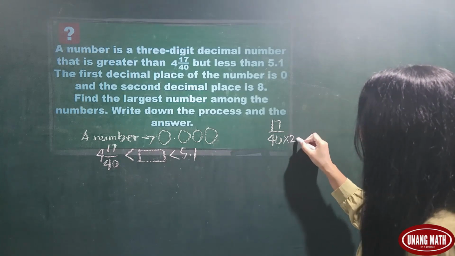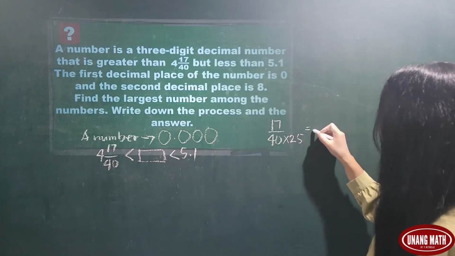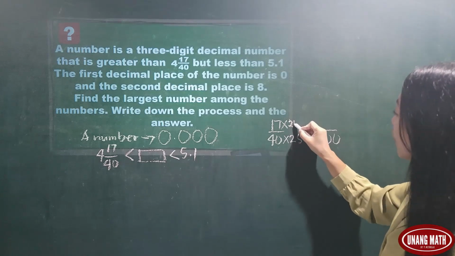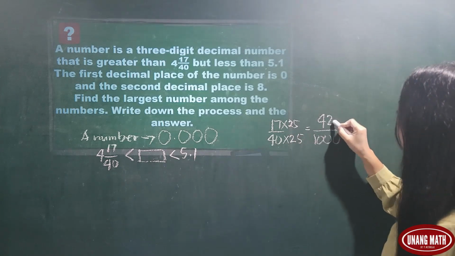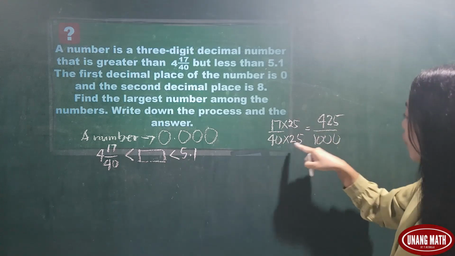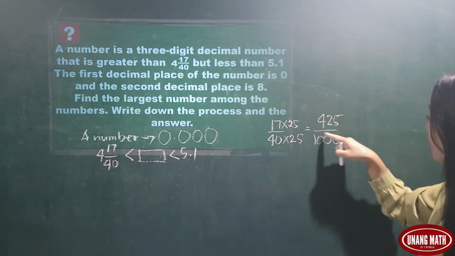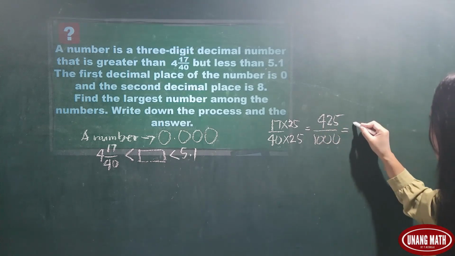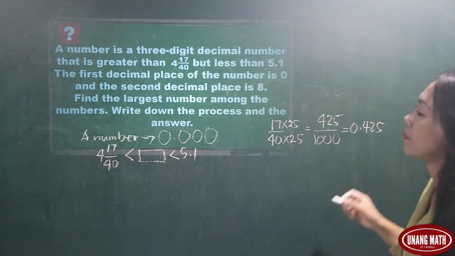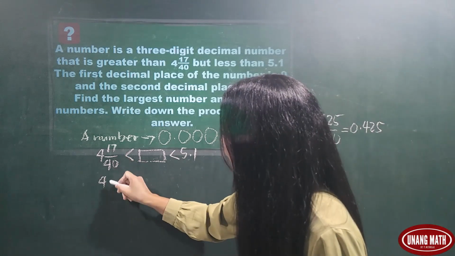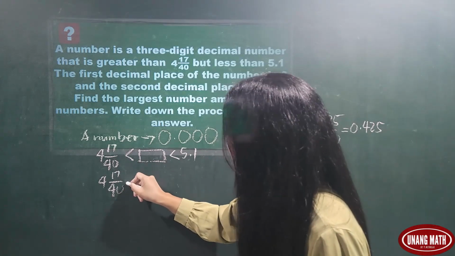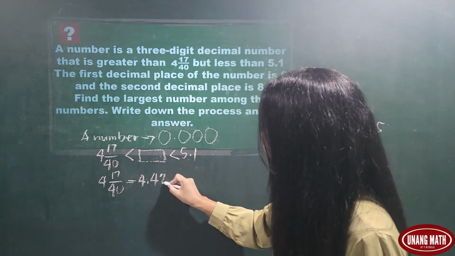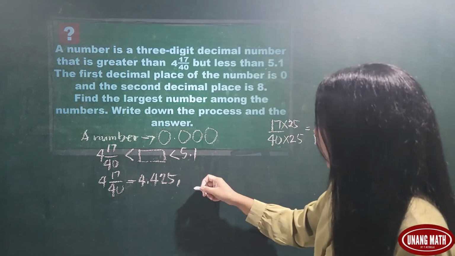Okay, since this is a 3-digit decimal number, kailangan gawin nating 1,000 ang denominator ng fraction na ito. So, i-multiply natin ito, or ang 40, multiply natin sa 25 para makuha ang denominator na 1,000. Okay, 17 times 25 din ang gagawin natin. So, this is 425. So, ang 17 over 40, is equal to 425 over 1,000. Kung isusulat natin ito as decimal number, this is 0.425. Okay, now, ang 4, and 17 over 40 ay equal sa decimal number na 4.425.